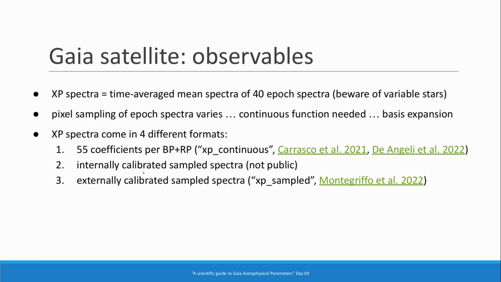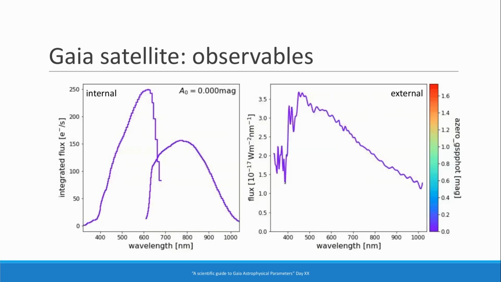Another data format that you can obtain from these continuous functions is, of course, you can sample these continuous functions to produce actual spectra, meaning flux as a function of wavelength or pixel. And you can do this in two different ways. You can first do it on the internal system. This is not publicly available, but in principle, you can do that. And you can do it on the external system. That means physical wavelength versus physical flux. And this is called XP sampled in the Gaia archive. And on the next slide, I show you the difference between the two.